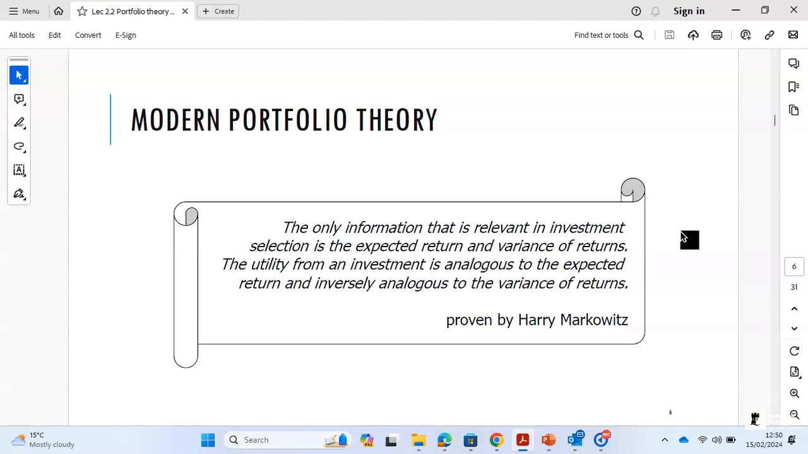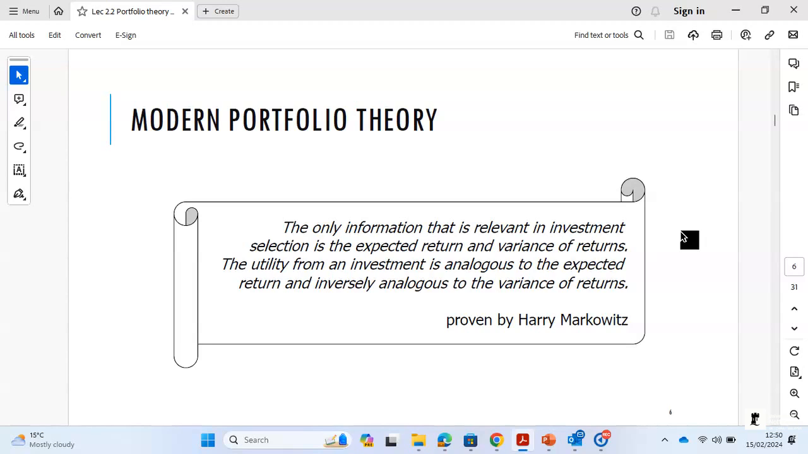So Harry Markowitz defines modern portfolio theory as follows: the only information that is relevant in investment selection is the expected return and variance of returns. So when you're going to make an investment decision, what should you care about? The return that you're going to get from that investment, and the second important thing is how risky that investment is. Okay, so that's the only thing you should care about: risk of the investment and expected return of that investment.